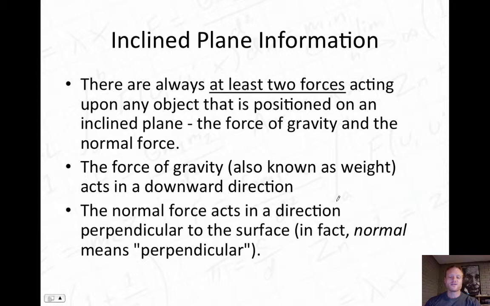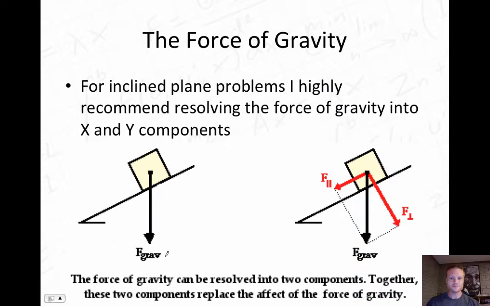Keep in mind, the force of gravity always acts directly down. Gravity doesn't care if you're on an inclined plane or not. It always acts directly down. Whereas the normal force acts perpendicular to the surface. So on inclined plane problems, it's not always going to be straight up. It's going to be angled because it's on an inclined plane. So a little bit of change here from what we've been used to in previous lessons.